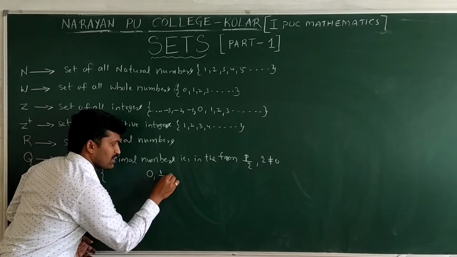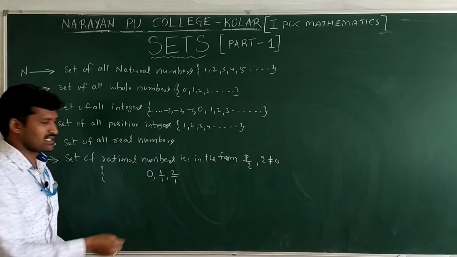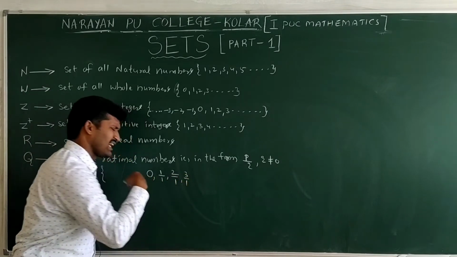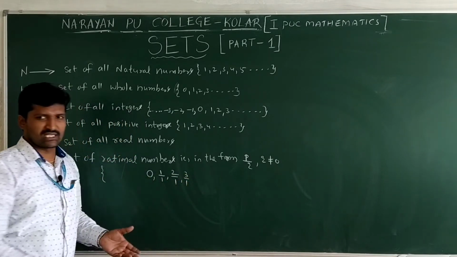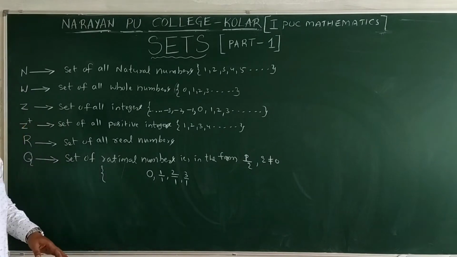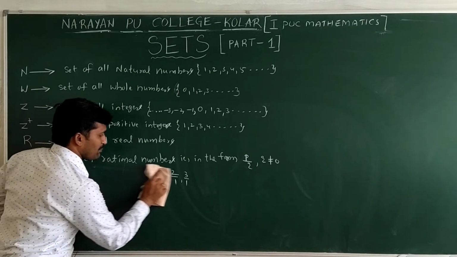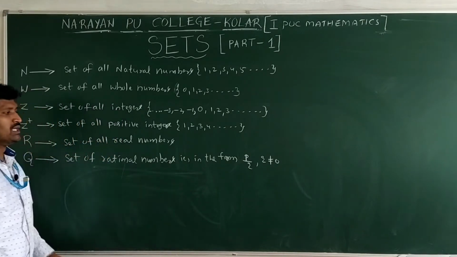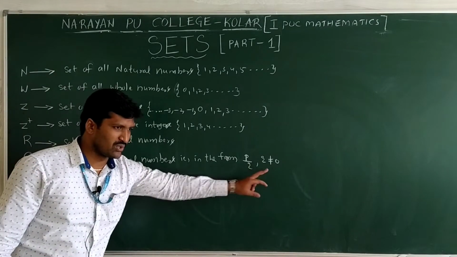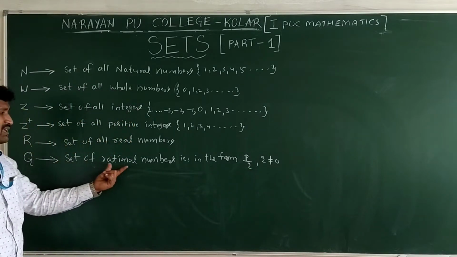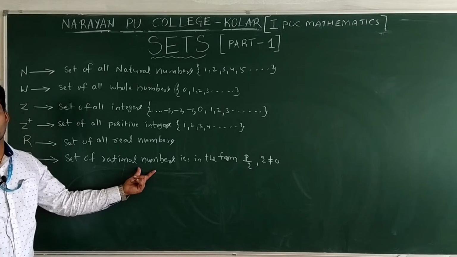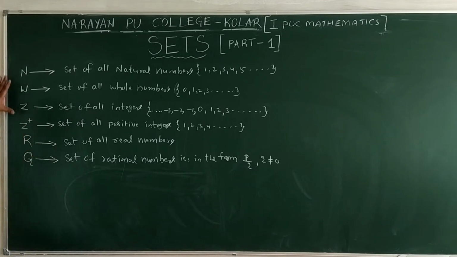1 you can write as 1 by 1. 2 you can write as 2 by 1, like that. 3 you can write as 3 by 1, like that. Any number in between, you will get so many. The simple meaning here is: any number you can take in the form of p by q, where q is not equal to 0, we call a rational number. Clear? At least remember these symbols, because in some places we will use symbols in mathematics. Okay?